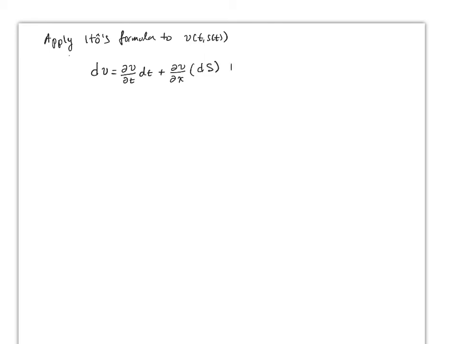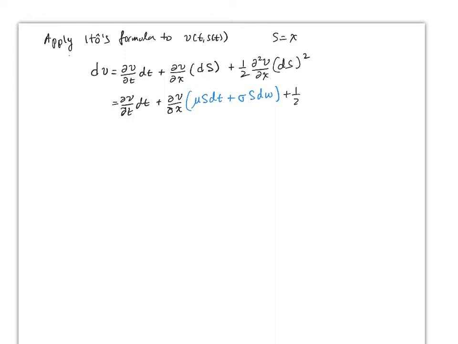plus 1/2 the second derivative with respect to x. Remember here, S is technically the stock price, or the stock price at time t, times dS squared, which is equal to this, the partial of b with respect to x, dS. Remember, this is given to you, this was equal to mu S dt plus sigma S dW plus 1/2 second derivative with respect to x.